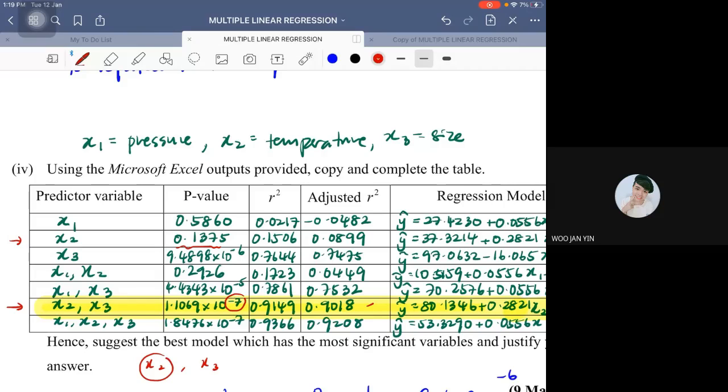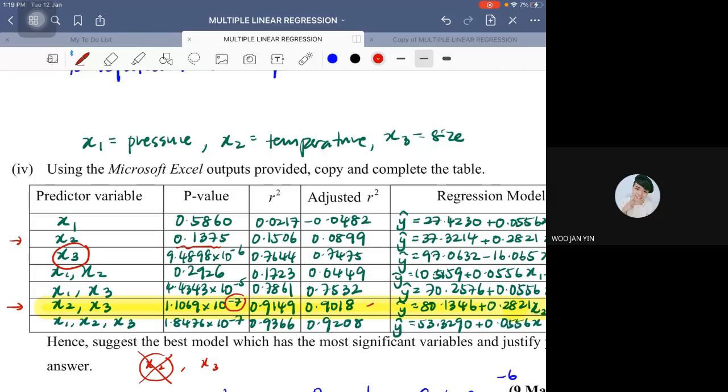It means that x2 is not a significant variable. Remember I told you where to look at the p-value. So x2 is not a significant variable, so it should not be included in the model. Therefore, for this case, which one is going to be the best model? x3 is going to be the best model.